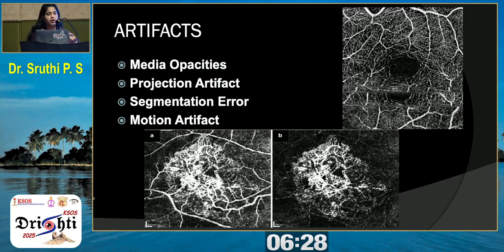When we order OCTA, we have to look for artifacts. Media opacity can decrease image quality. The projection artifact gives an overlap of the superficial and the deep vessels. There is also segmentation error in cases like macular edema, when IRF and SRF are present, where we will not get a proper segmentation of the layers. And motion artifact is due to eye movement. The recent machines have an eye tracking system, so these motion artifacts are less.